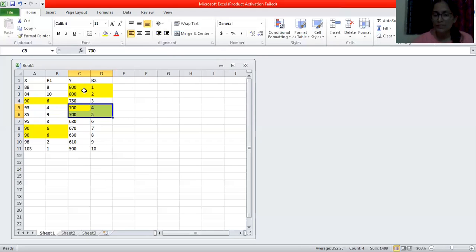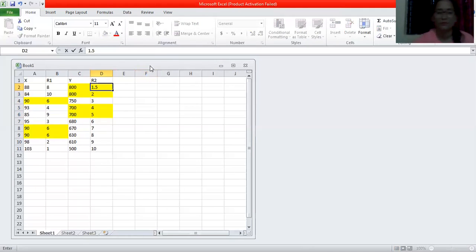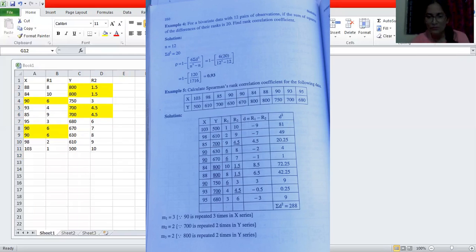Whenever there is a repetition, I will take their respective ranks, add them together, and divide by the number of repetitions. So here 1 plus 2 is equal to 3, and 3 divided by 2 is 1.5. So I replace both the values by 1.5. And here 4 plus 5, that is 9, and 9 divided by 2 will be 4.5. So 4.5 will take the place of their earlier ranks. You can see that 1.5 has repeated 2 times here, 4.5 has repeated 2 times here.